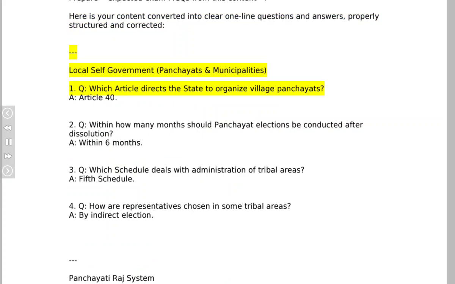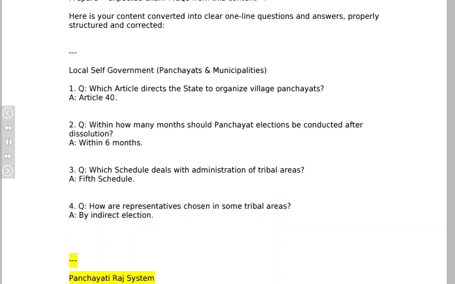Local self-government, panchayats and municipalities. 1. Q. Which article directs the state to organize village panchayats? A. Article 40. 2. Q. Within how many months should panchayat elections be conducted after dissolution? A. Within 6 months. 3. Q. Which schedule deals with administration of tribal areas? A. 5th schedule. 4. Q. How are representatives chosen in some tribal areas? A. By indirect election.